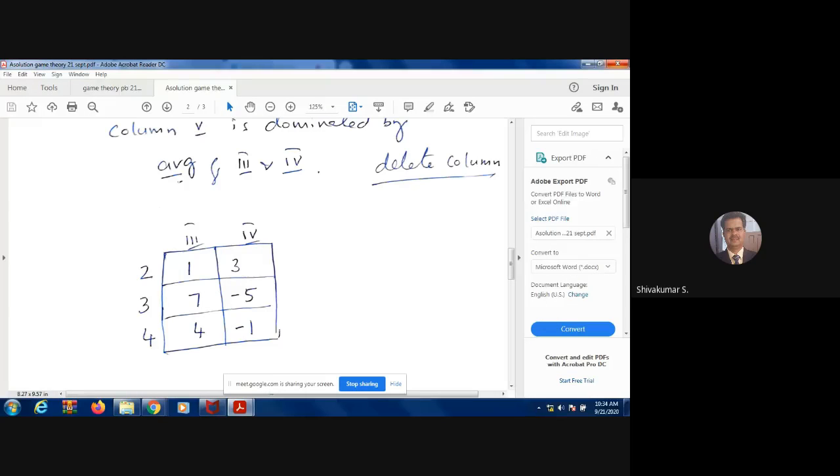So 4, minus 1, you are going to get. The values are equal. So delete row 4. Anybody got doubt here in taking average? There is no reply, means you understood.